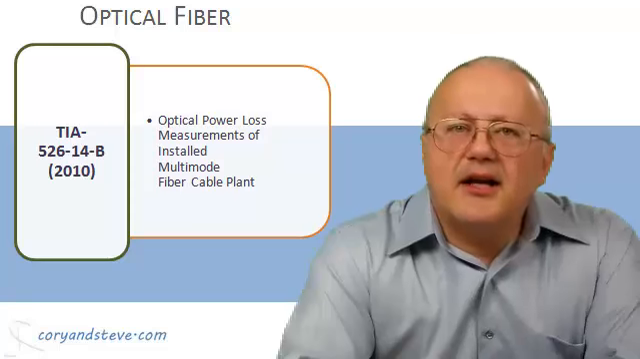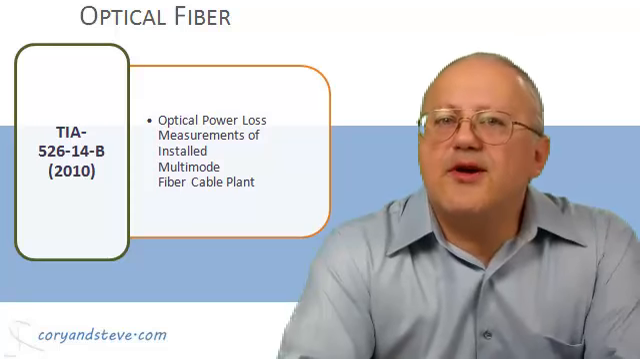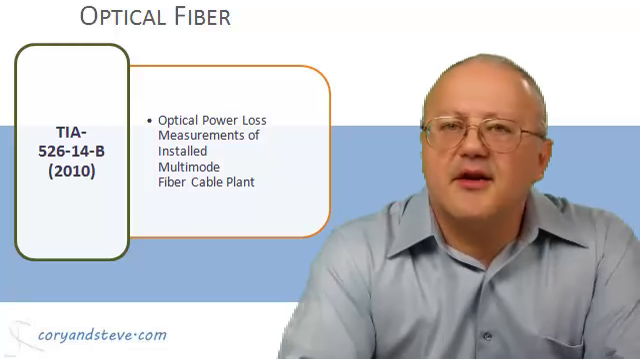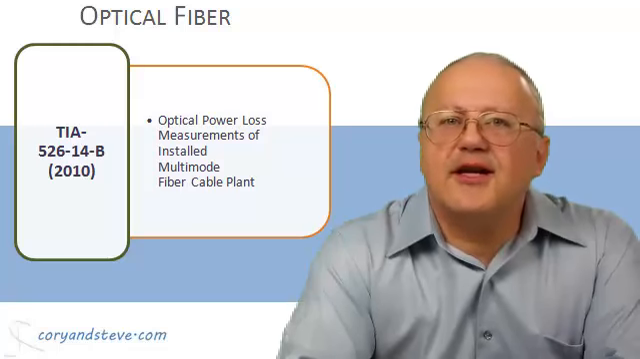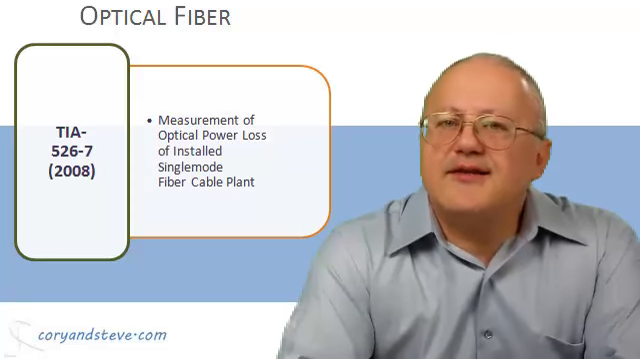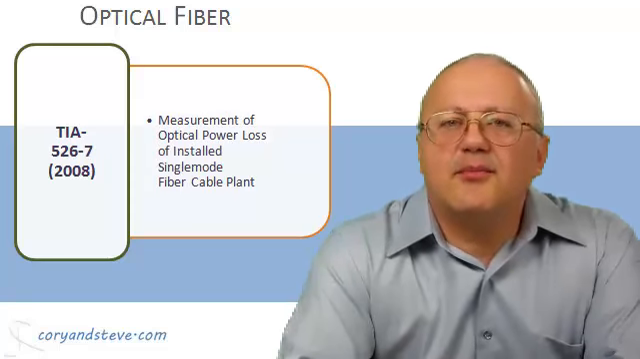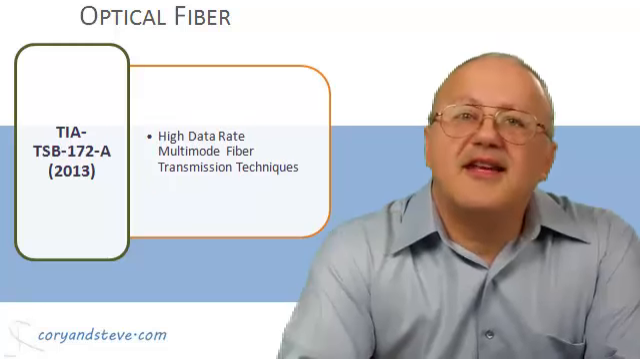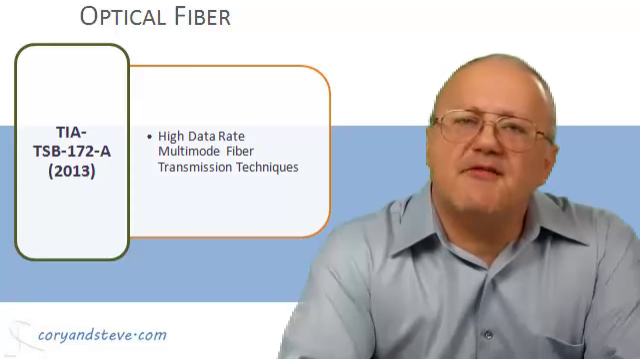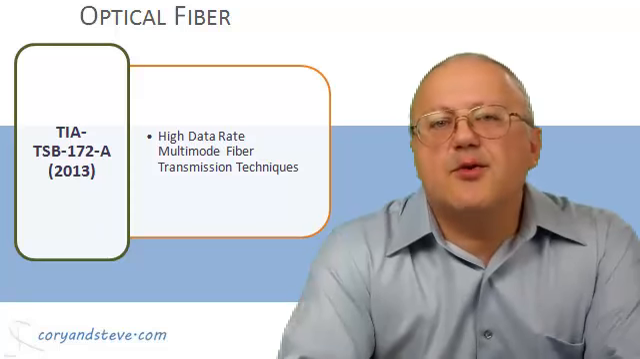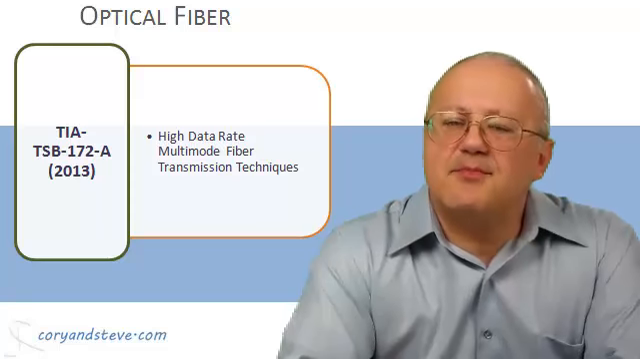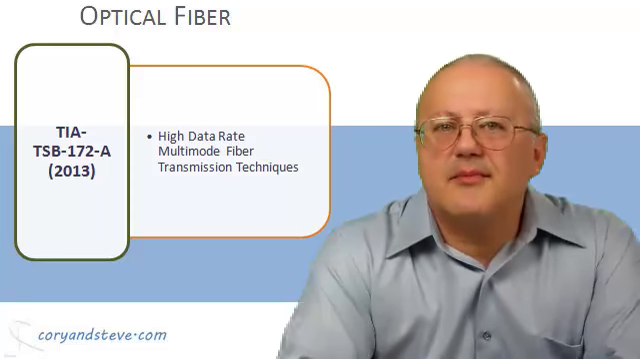We also have the guidelines on testing for both multimode and single mode in the form of two 526 documents, 526-14-B for multimode and 526-7 for single mode. The TSB 172A bulletin is aimed at pushing the performance envelope for multimode fiber so it can continue to be used without channel distance penalties as bit rates increase.